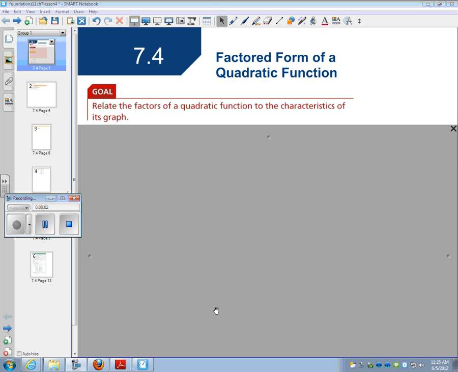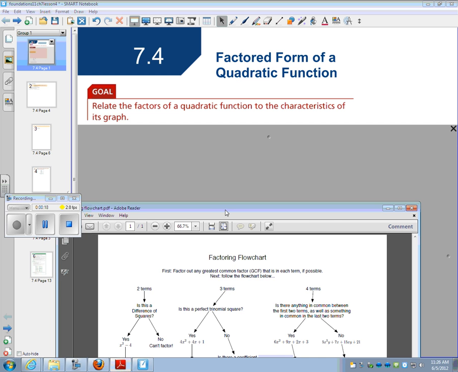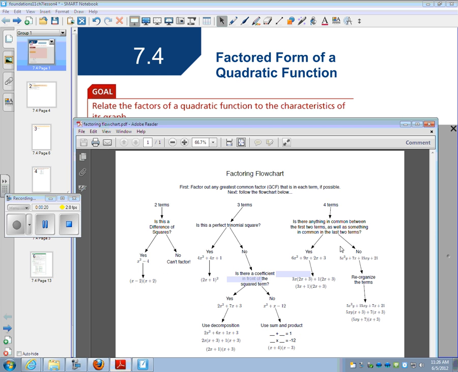Section 7.4, factored form of a quadratic function. During this section, it might be helpful to have graphing technology, whether it's a graphing calculator, a computer where you can use Desmos, or an app on your iPad. The other thing you want to have handy is this graphing flowchart, which I put up on the website. It's a good thing to follow.